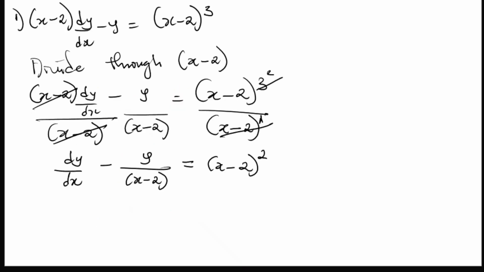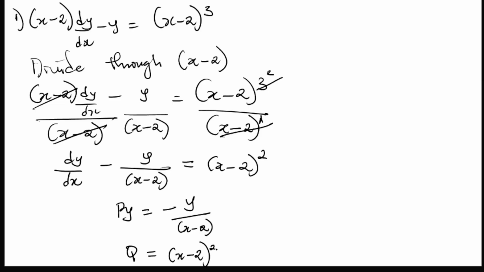Now look at your equation. How can we compare our py and q? Remember, our py is at this point and our q is at this point. So we can say that py is equal to minus, because this parameter has this minus. So basically your py will simply be minus y divided by x minus 2. And what will be your q? Your q will be the parameter at your right hand side, which is x minus 2. So your q here will simply be x minus 2 all squared.